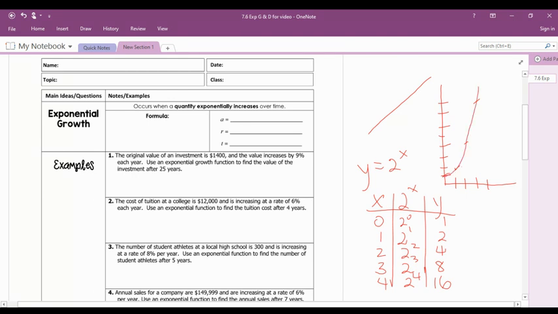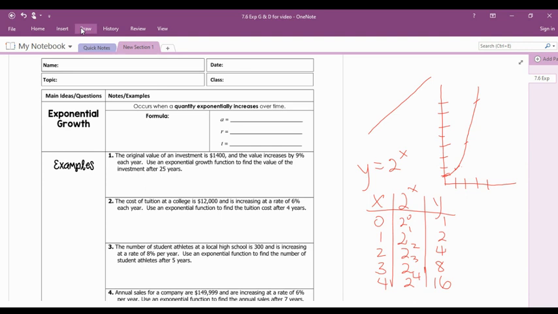Because notice what happens as we graph it. It turns into a curve and it rapidly rises. It goes up really fast. And so that's what we have for exponential growth. And exponential decay would be going in the opposite direction, so we'll talk about that on the next page. So that's the gist of what we're going to be doing on Monday. We're going to be graphing, and you're going to be getting these exponential graphs.